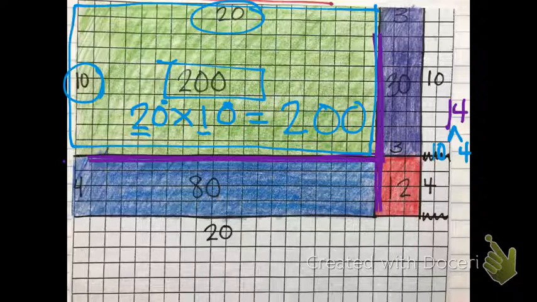I'm going to do the same thing looking at my next box. So again, I have 20 going this way, and I have 4 going down this way. So that gives me the equation of 20 times 4. Multiply those non-zero digits.